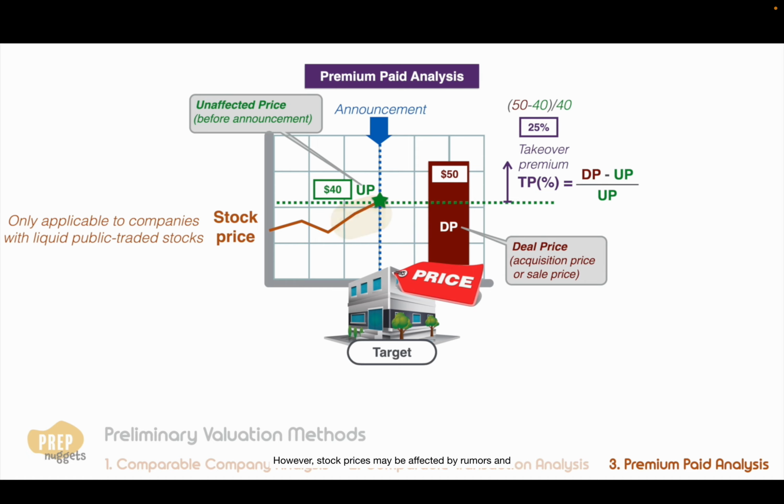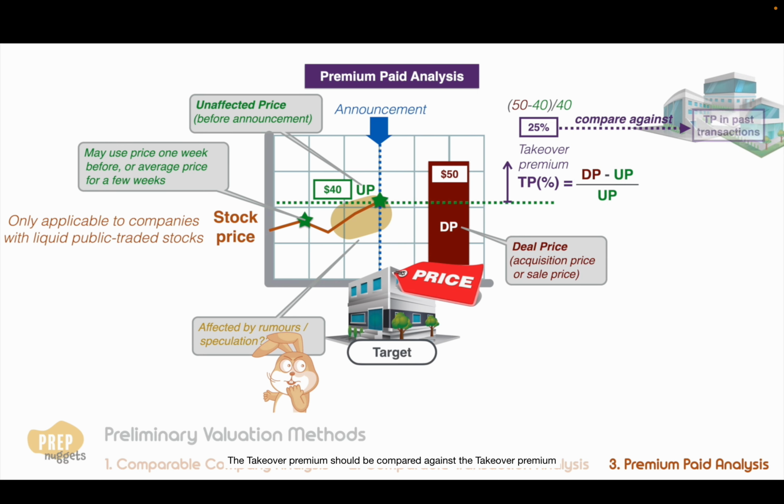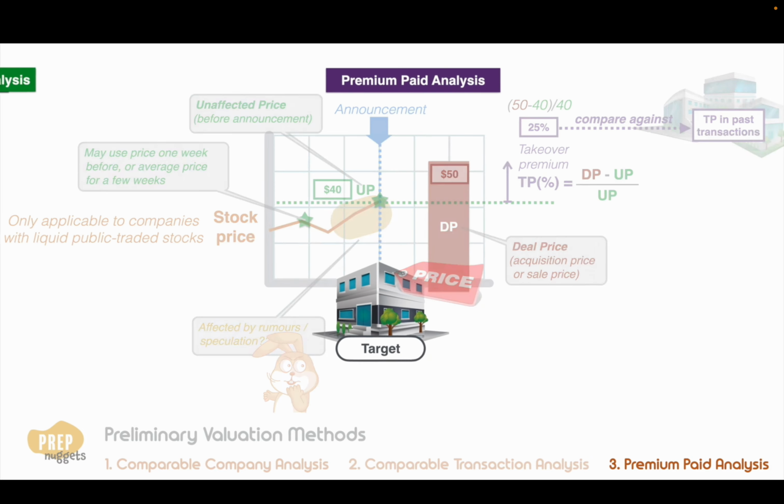However, stock prices may be affected by rumors and speculation before any official announcement. To exclude such effects, it is common to use the stock price 1 week before the announcement, or even the average price for a few weeks before the announcement. The takeover premium should be compared against the takeover premium in past transactions in the industry. If the premium is much higher than the industry average, the acquirer may have overpaid for the shares.